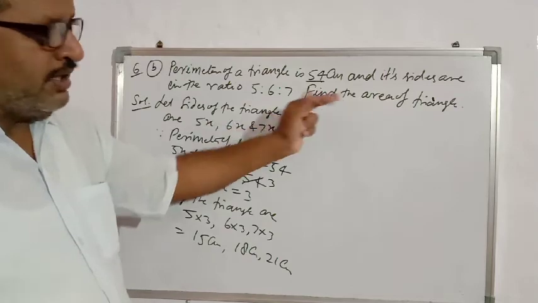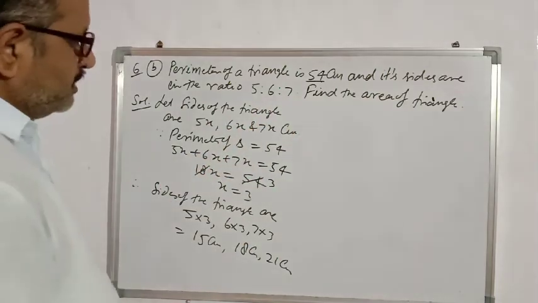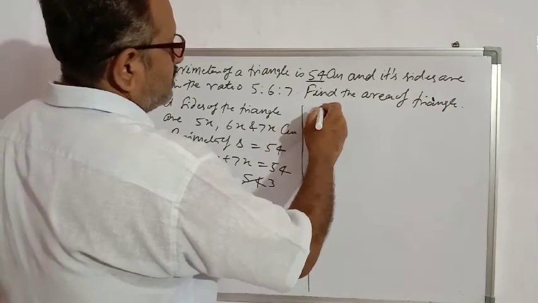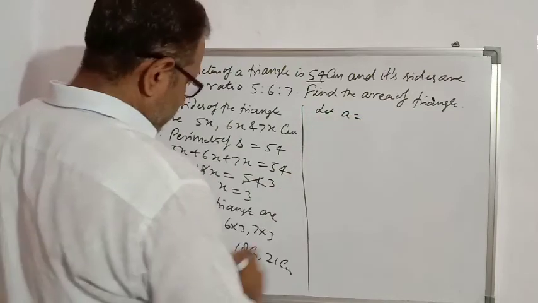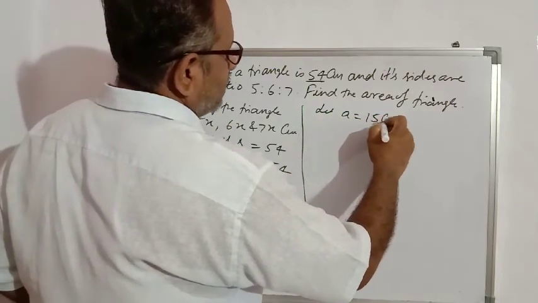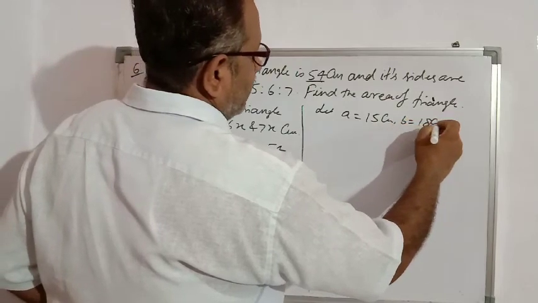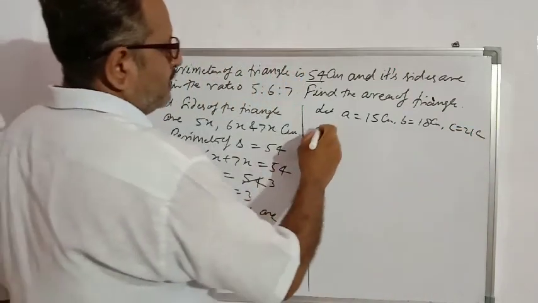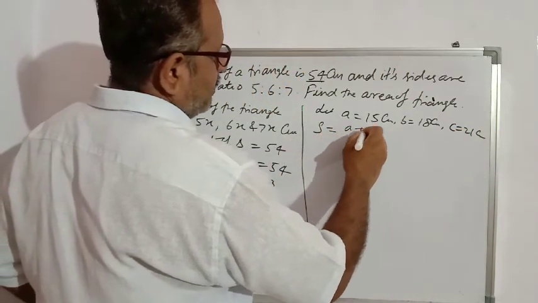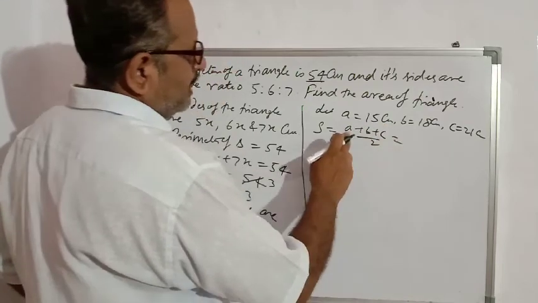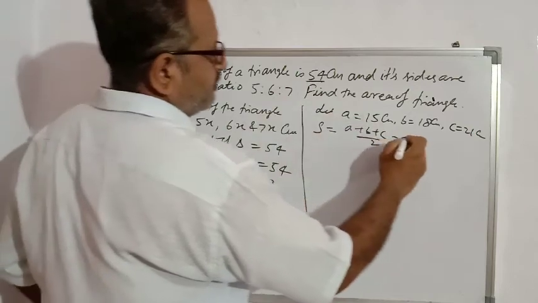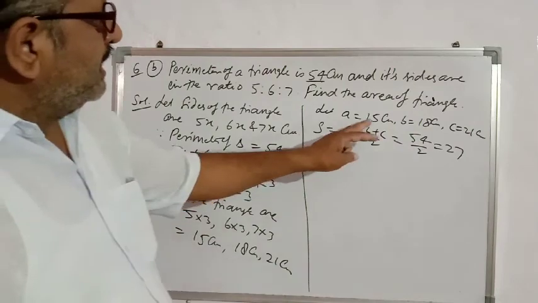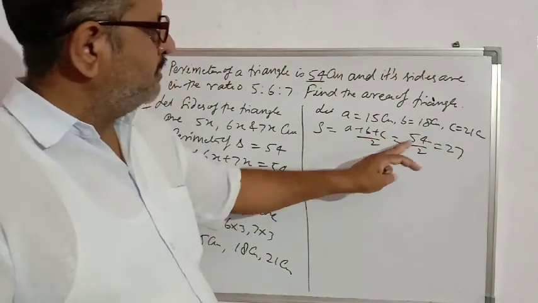To find the area of the triangle, we will use Heron's formula. So how can we apply Heron's formula? Let A is equal to 15 centimeter, B is equal to 18 centimeter, C is equal to 21 centimeter. So S is equal to (A plus B plus C) by 2. A plus B plus C means perimeter. Perimeter is given as 54, so 54 by 2 will come 27. Or we can add it, 15 plus 18 plus 21 will come 54, 54 by 2.